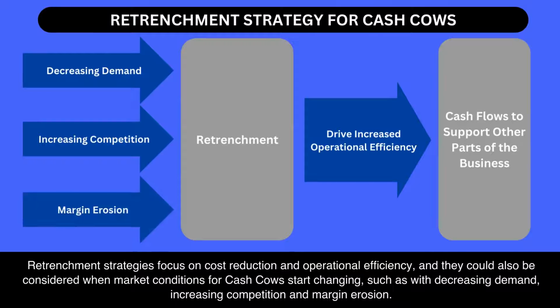Retrenchment strategies focus on cost reduction and operational efficiency, and they could also be considered when market conditions for cash cows start changing, such as with decreasing demand, increasing competition and margin erosion.